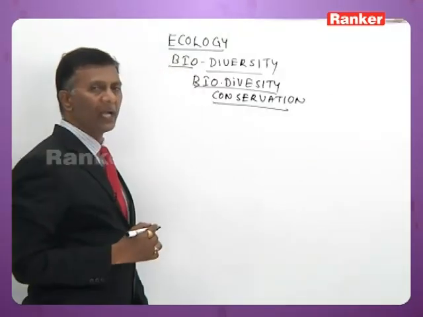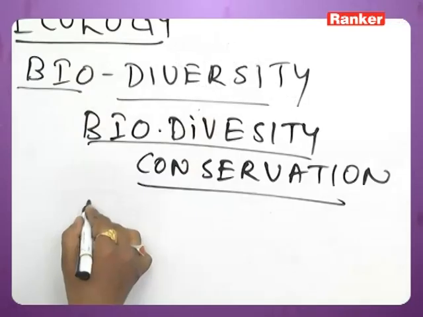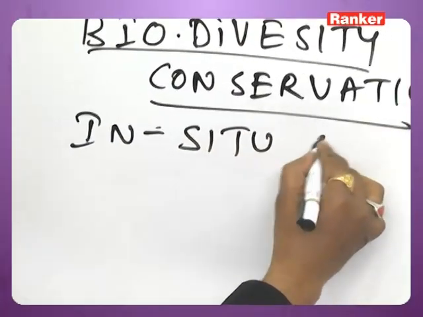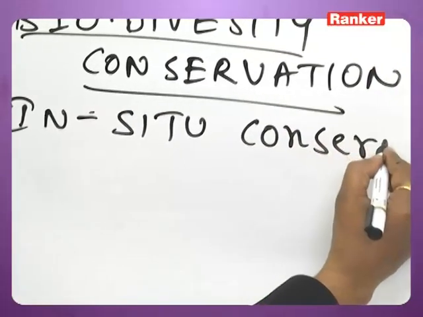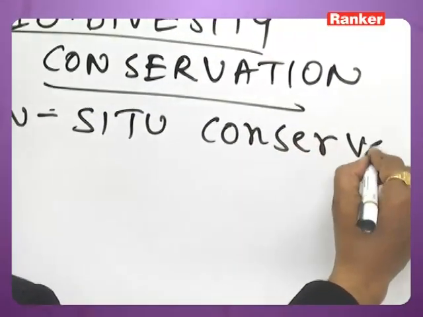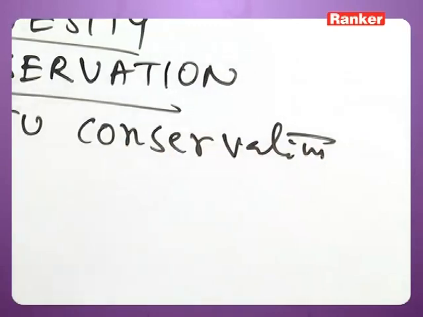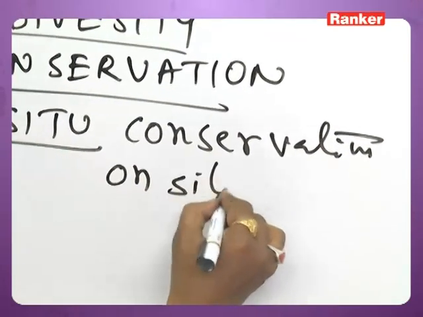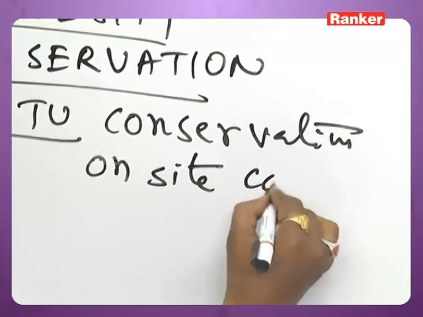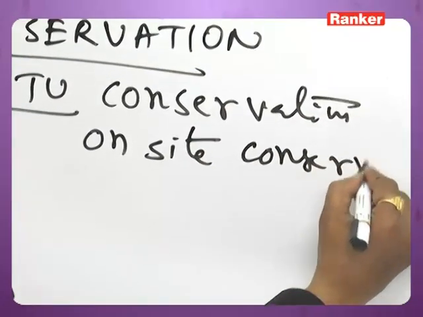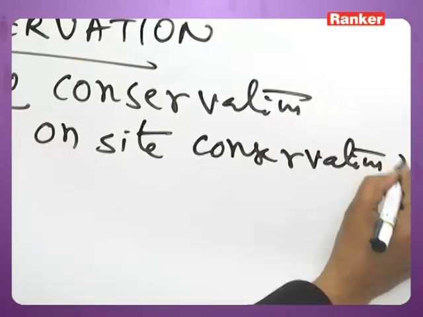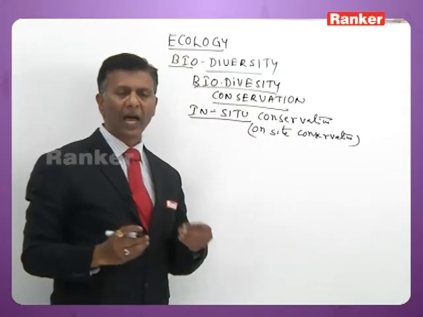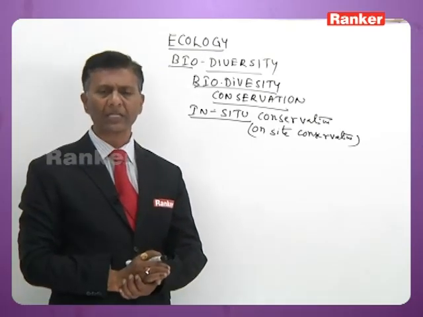Conservation of biodiversity. Under this, first we will talk about in situ conservation. In situ conservation is also called on-site conservation, where the organisms, that is plants and animals, are conserved.